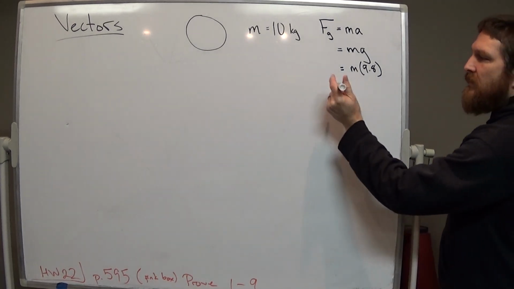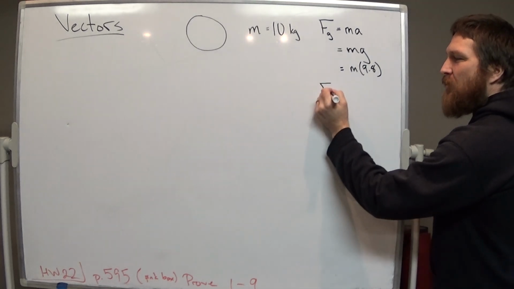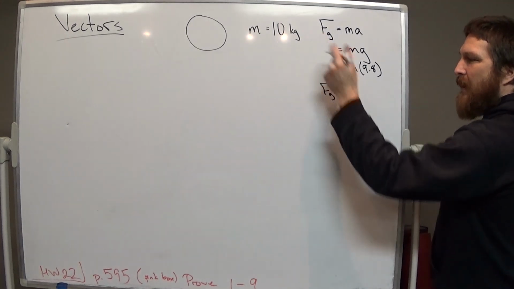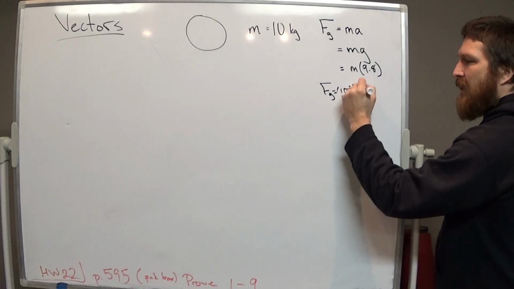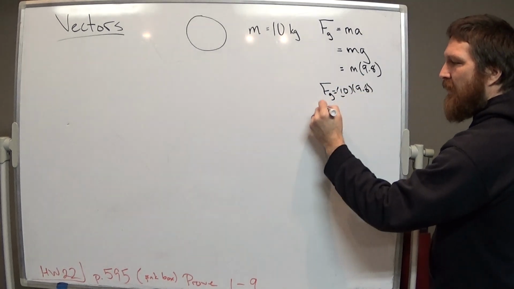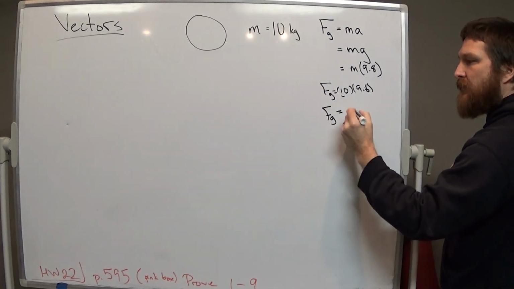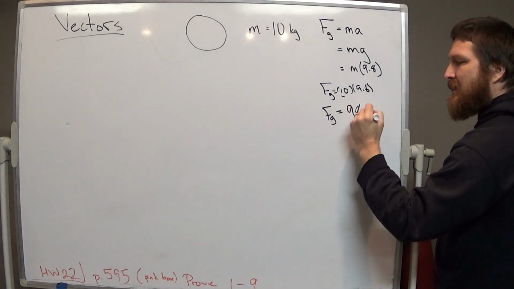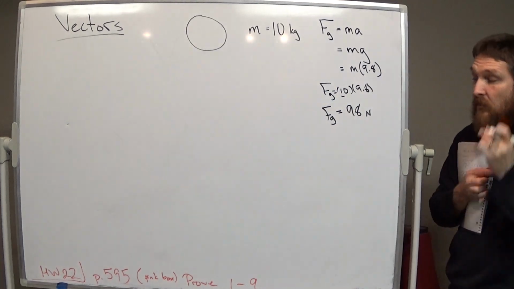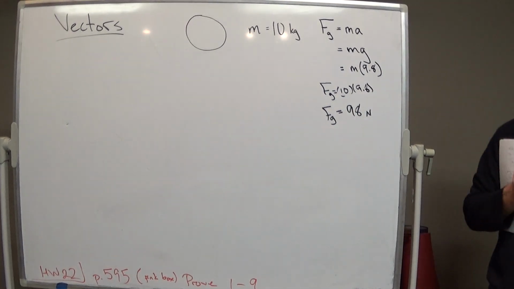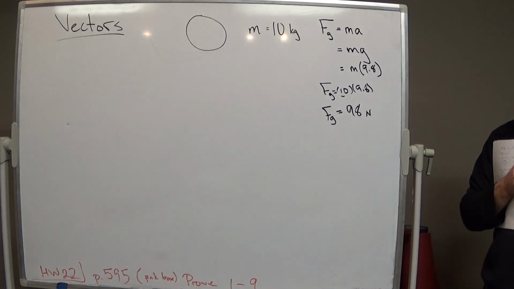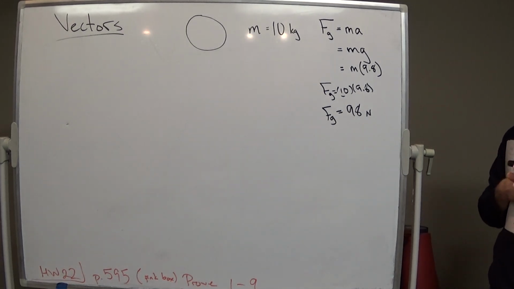And so this is the force of gravity, and you might think, well, that's a scalar, because when I take the mass, it's 10 times 9.8, and you get that the force of gravity acting on this ball, 10 kilograms, is 98 newtons. And you'd be right, but you'd be missing something very important. Is the direction of this force. Okay?